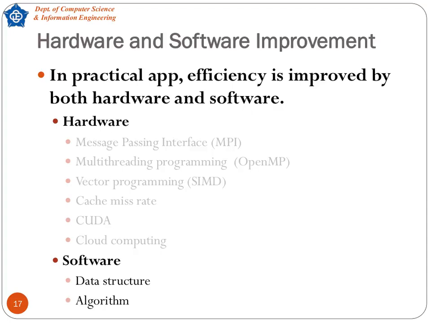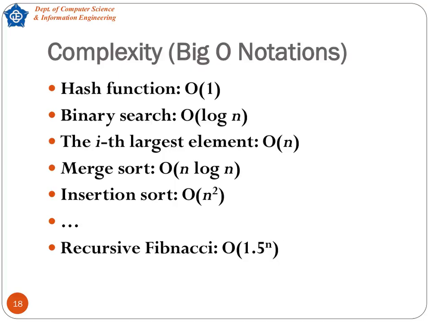On the software side, choosing the right data structures and crafting efficient algorithms form the foundation for maximum throughput and responsiveness. Together, these hardware and software strategies drive efficiency and push practical applications to peak performance. Now that we've explored hardware and software-level optimizations to boost performance, let's shift our focus to algorithmic efficiency by looking at common time complexities in Big O notation.